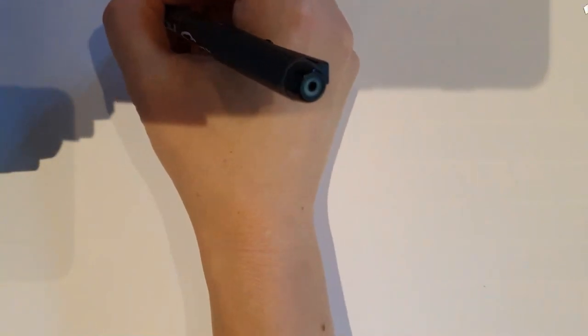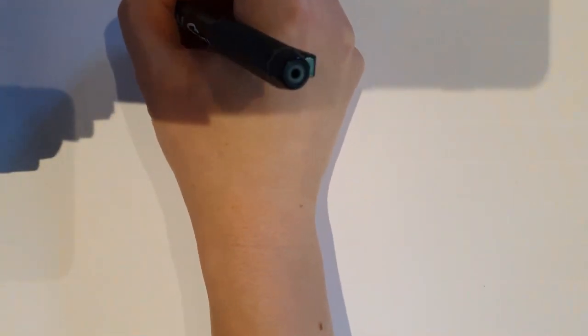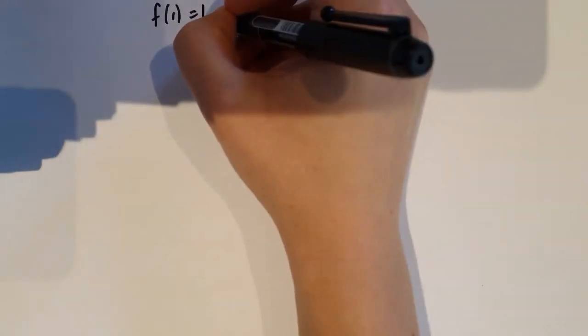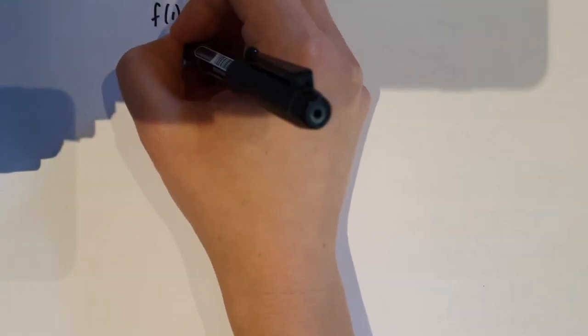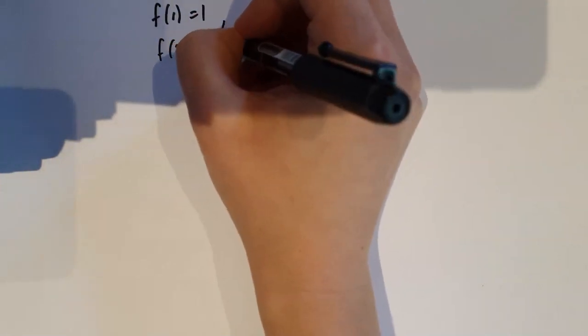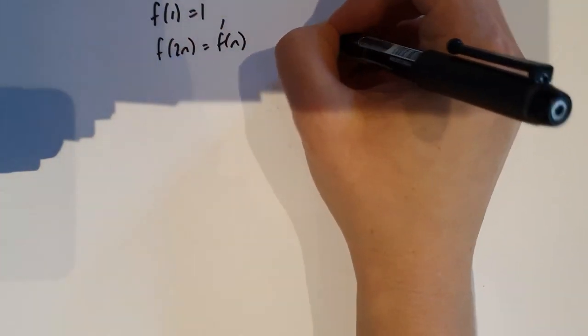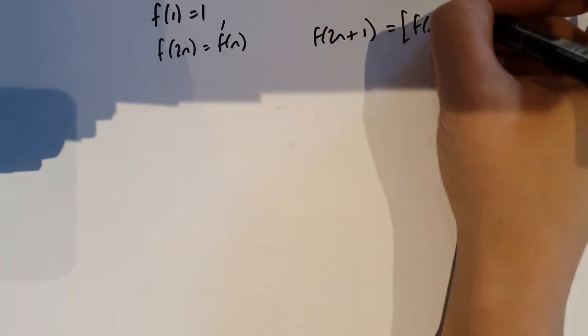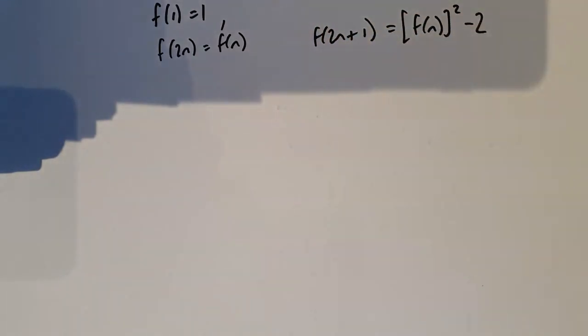Right, the question defines a function where f of 1 is 1 and f of 2n is f of n and f of 2n plus 1 is the square of f of n minus 2 for positive integers. And what we want to do is find the value of f of 1 plus f of 2 plus dot dot dot plus f of 100.